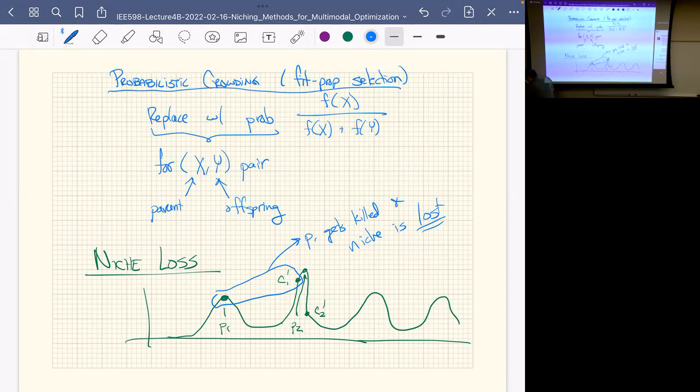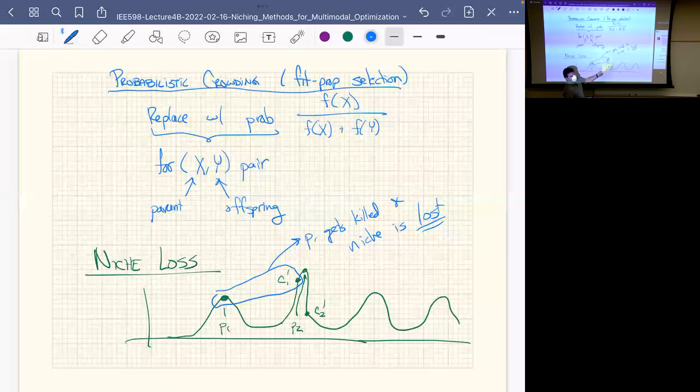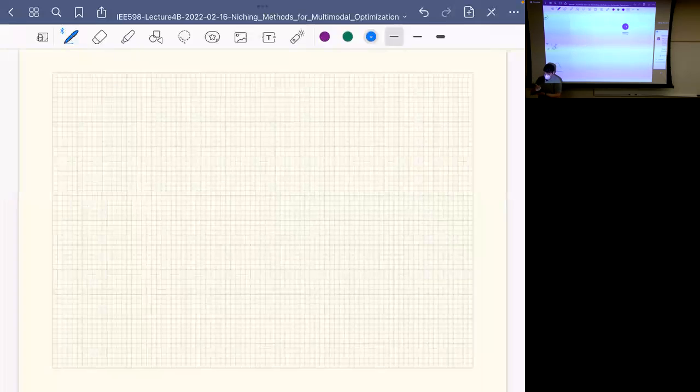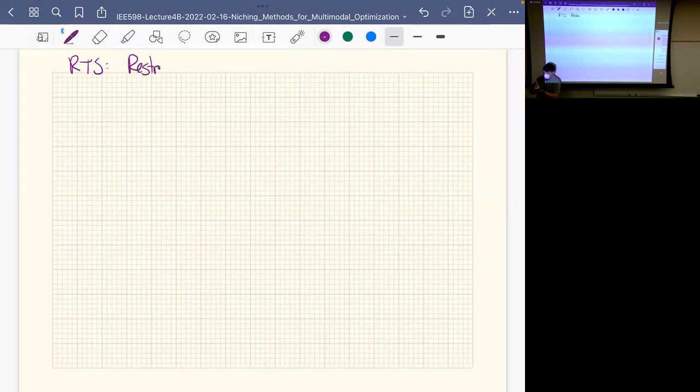And so the solution to this ends up being restricted tournament selection, which basically just does tournament selection among those who are closest together, so that you're not getting into this chance where you've got 2 things on 2 different hills competing with each other when there could have been other partners on the same hill. And so the solution is so-called RTS, or restricted tournament selection.